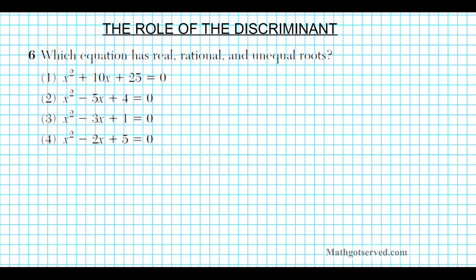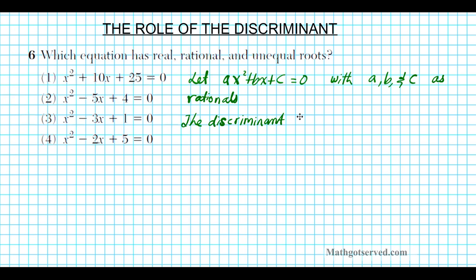All right, so first of all, let's say we have a quadratic, ax squared plus bx plus c equals 0, with a, b, and c as rationals. All right, so that's the standard form of a quadratic equation. Let's say a, b, and c are rationals. Then the discriminant, let's call it d.